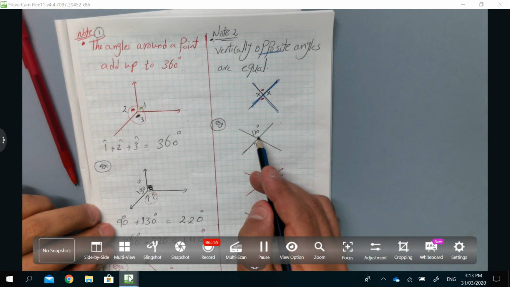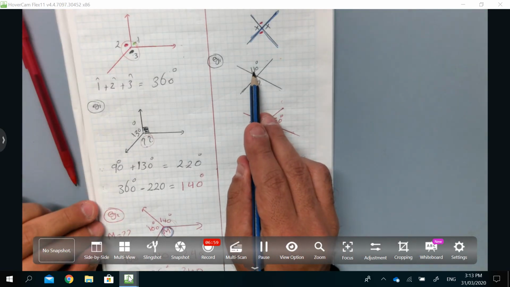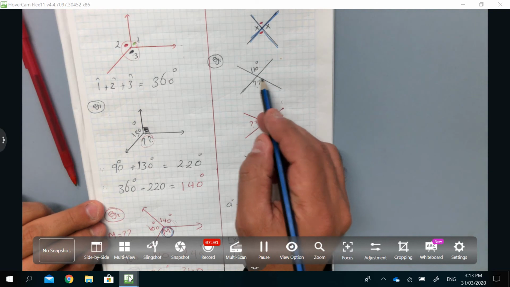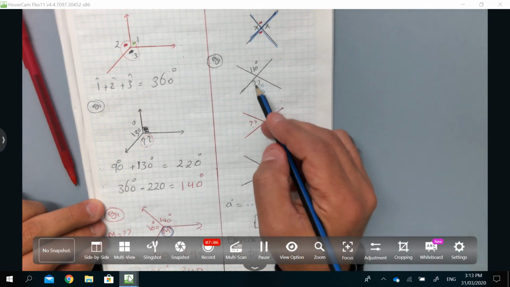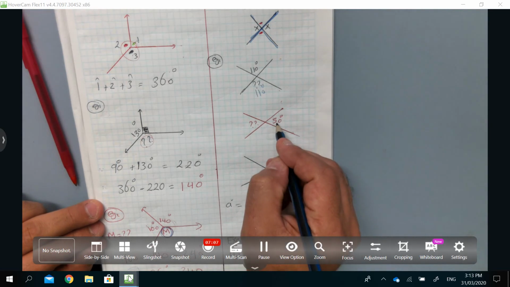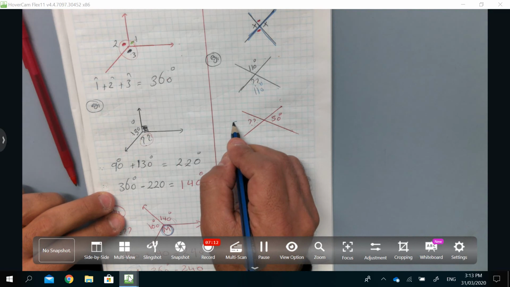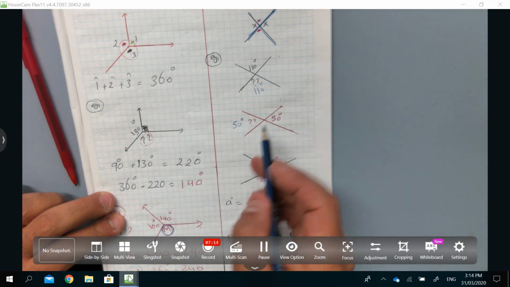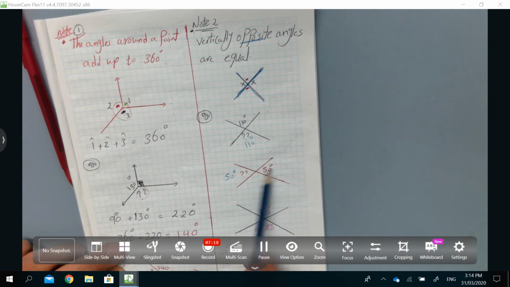Now if you look at the first example here, if this angle is given as 110, how do you find the missing angle? Yes, it's 110. Why? Because we name these vertically opposite angles. How about this one here? We are given this angle is 50. How about this one? Yes, it's 50 degrees as well. Why? Because they are vertically opposite angles, and vertically opposite angles are always equal.